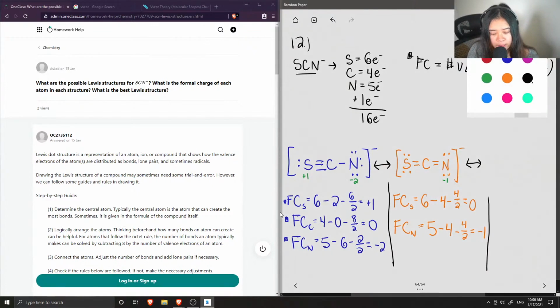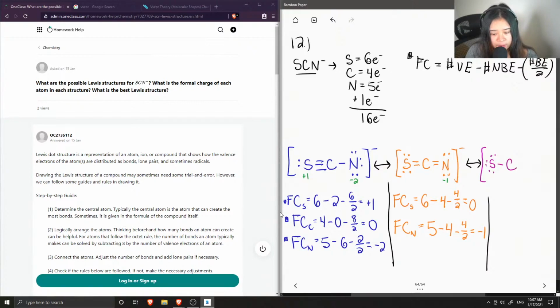So now let's try to fit in a last resonance structure. Let's see what happens if the sulfur is now single bonded to the carbon and the nitrogen is triple bonded. The sulfur has 6 valence electrons. There are 6 non-bonding electrons and only a single bond. So 6 minus 6 minus 1 is -1. And for the nitrogen, we have 5 minus 2 minus 6 over 2. So 5 minus 2 minus 3 is just 0. So this is if our sulfur contains the -1 charge.